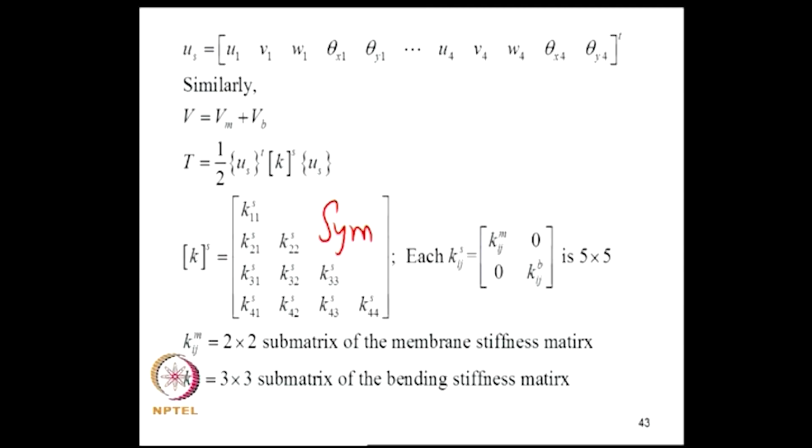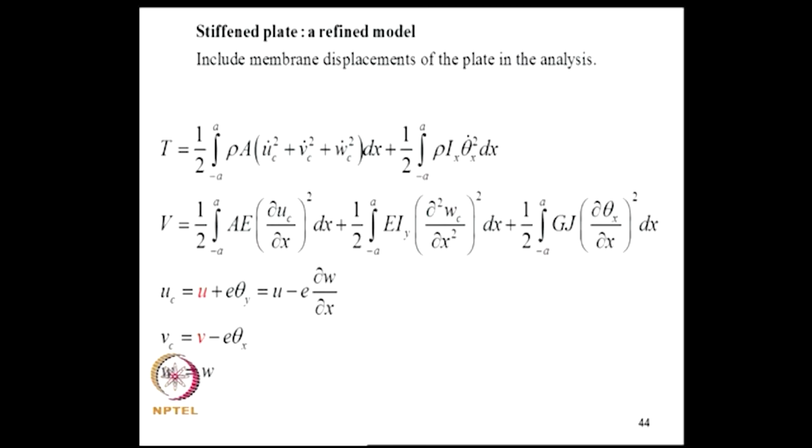Now, we will return to the problem of the stiffened plate. We will now try to construct a refined model where we include the membrane displacements of the plate in the analysis. The expression for energies will remain the same, but the details of displacement will be different. Earlier we used Uc as a function of theta y, now we are including the membrane displacement. So the two quantities shown in red are the new terms.